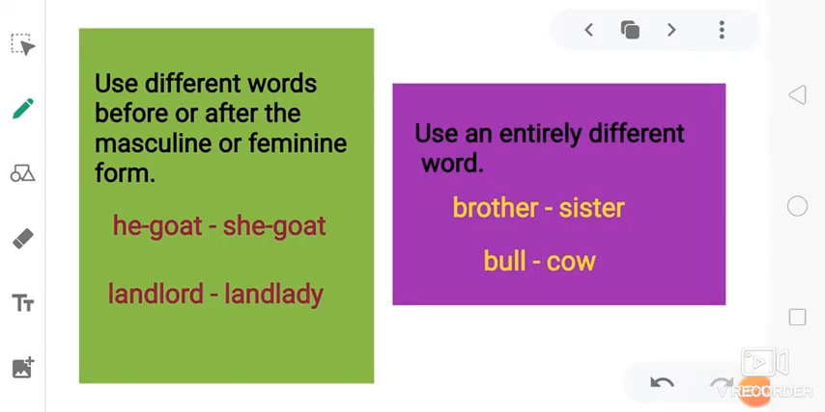The next rule is to use different words before or after the masculine or feminine form. He goat, she goat. Landlord, landlady. Here, before goat we have added the masculine and feminine form, and in landlord we have added it after the word land. The next one is to use an entirely different word. Brother will change into sister. Bull will change into cow.